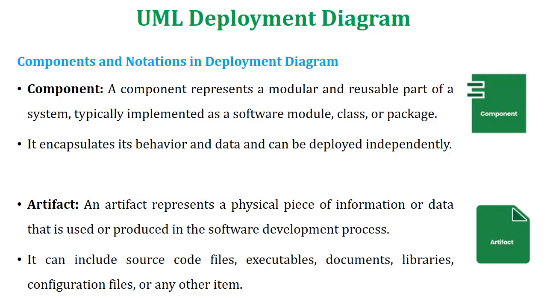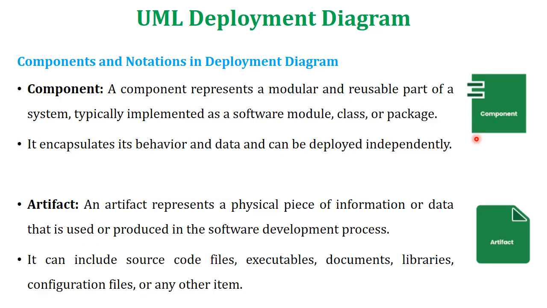Next are the components and notation of the deployment diagram. First is the component. The component represents a modular and reusable part of the system, typically implemented as a software module, class, or package. It encapsulates its behavior and data and it can be deployed independently. See the notation here. This is the component notation.